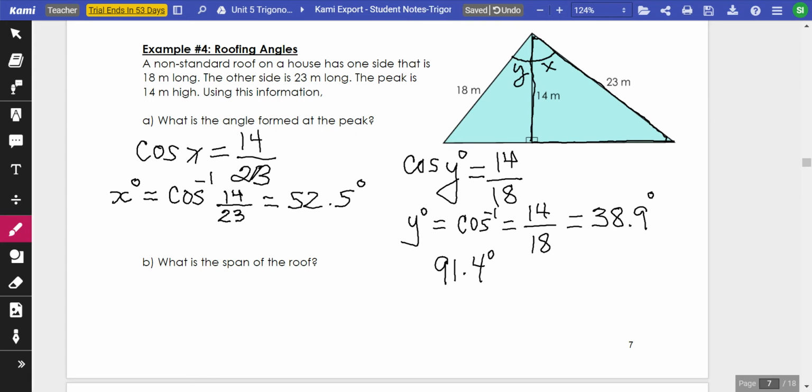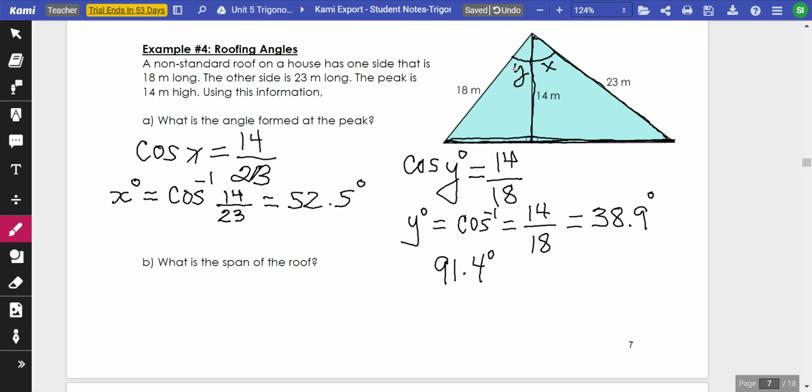Next question asked, what is the span of the roof? So the span of the roof is down here, this whole line here. Okay. So again, we're going to use the two triangles to help us solve. And seeing that we have solved for the angles, we can use those. So let's do the left side first.